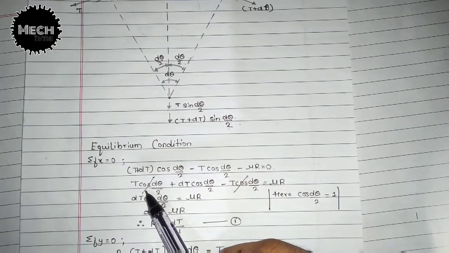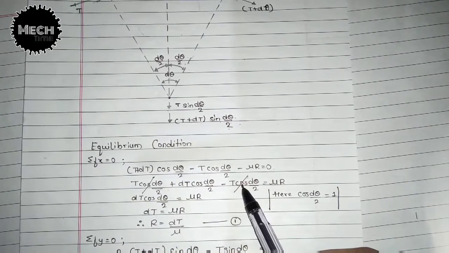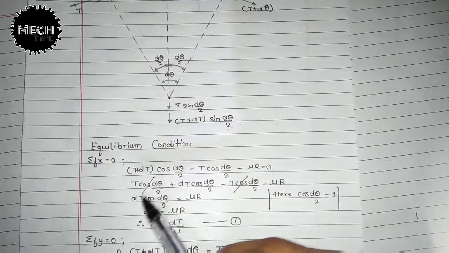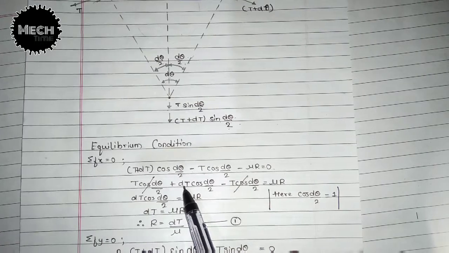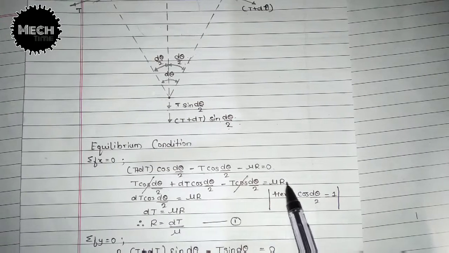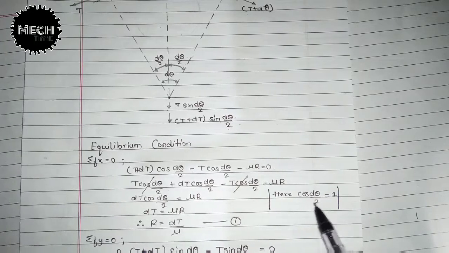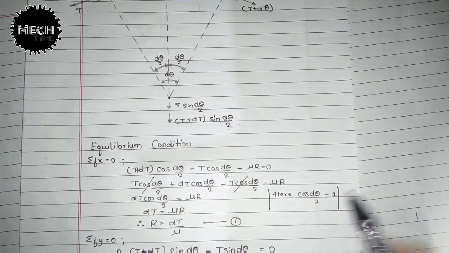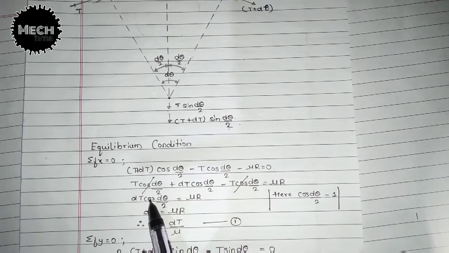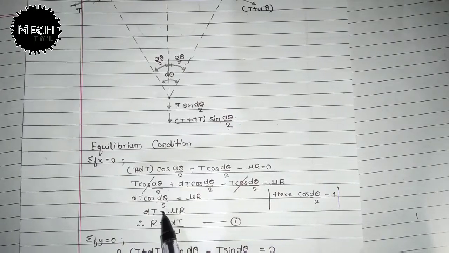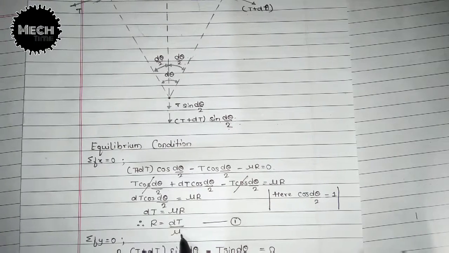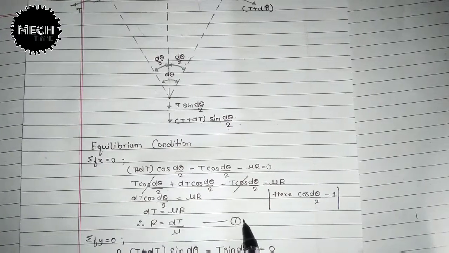Now plus t cos d theta by 2 and minus t cos d theta by 2 get cancelled, plus and minus. Now you remain with dt cos d theta by 2 is equal to mu R. As d theta by 2 is very small, I'll take the value of cos d theta by 2 as 1. You have to consider like this. Then you remain with dt is equal to mu R. Therefore R is equal to dt by mu, equation number 1.